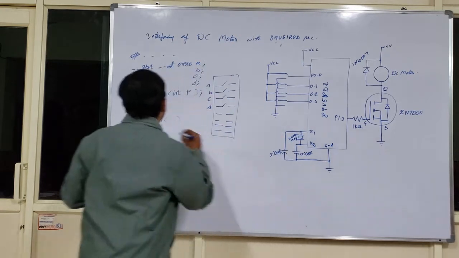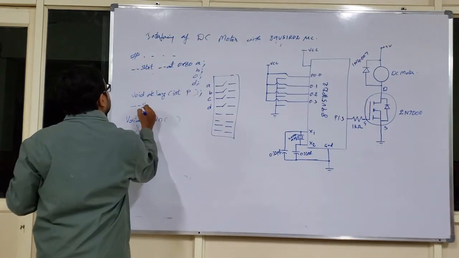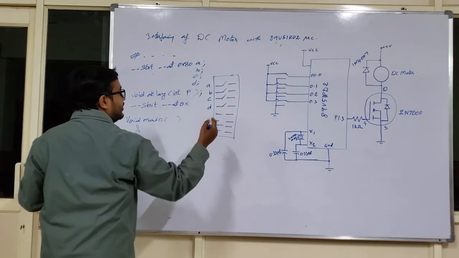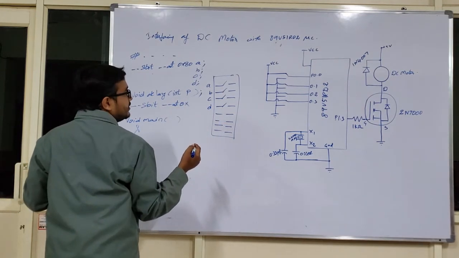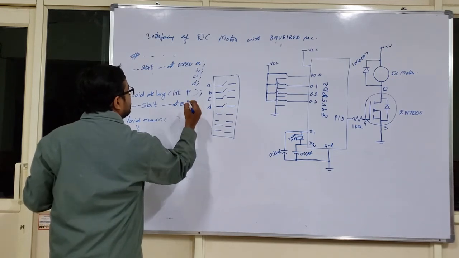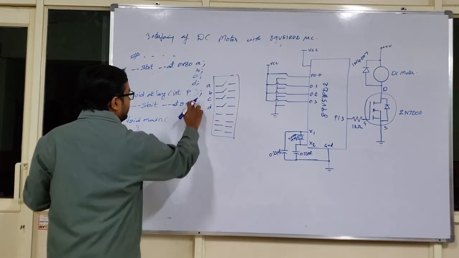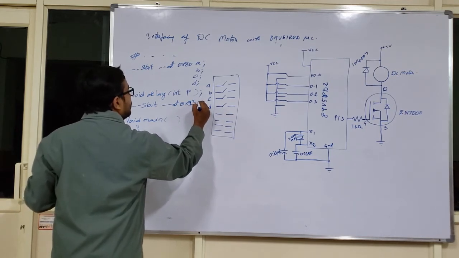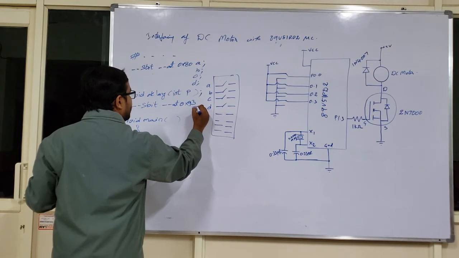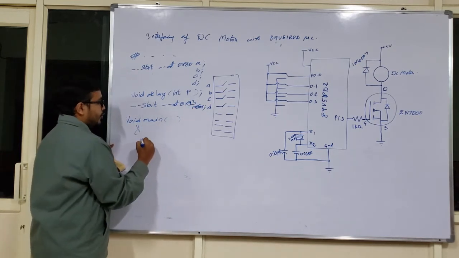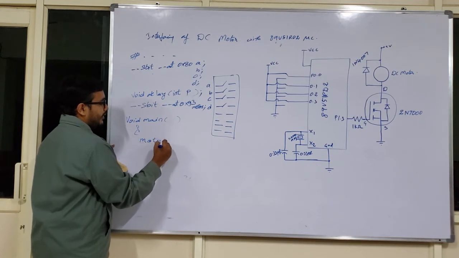P1.3 also I will take as one sbit, like underscore sbit at 0x93, since P1.3 stands for 0x93. At this address location, I am going to use the variable name motor. By default, once I open the main program, my motor will be in off state.